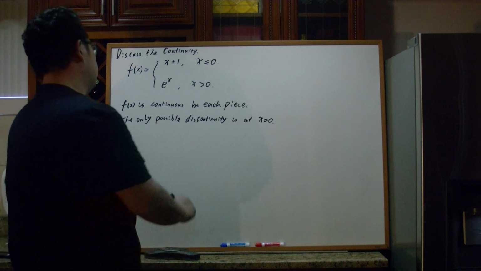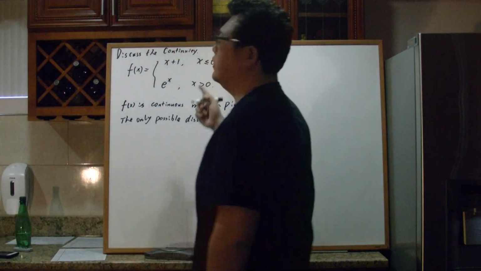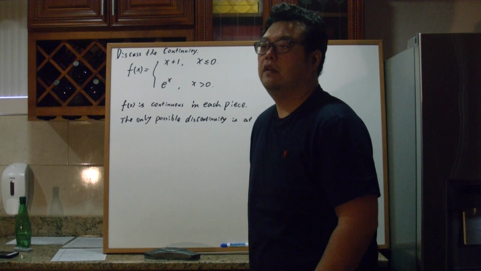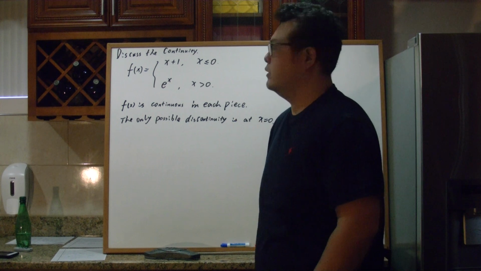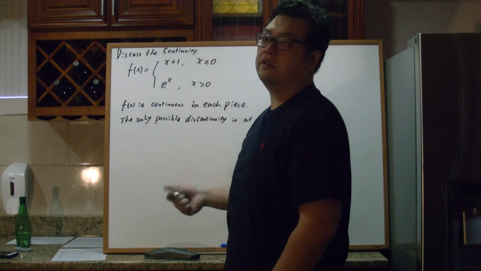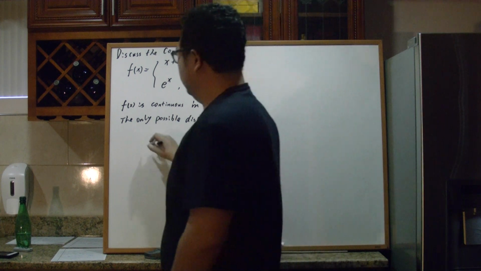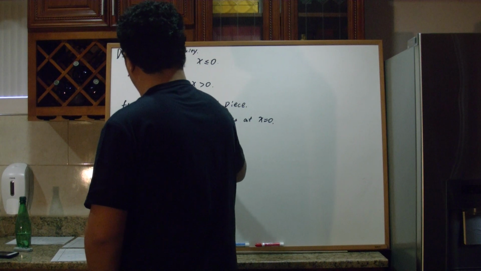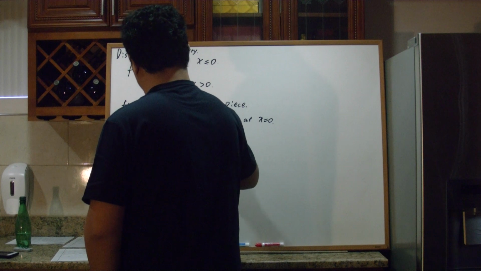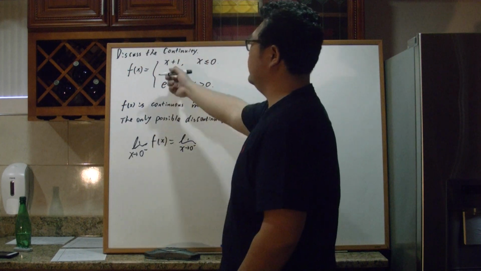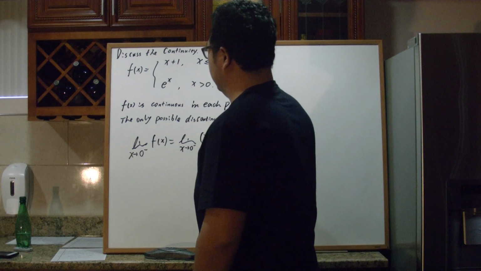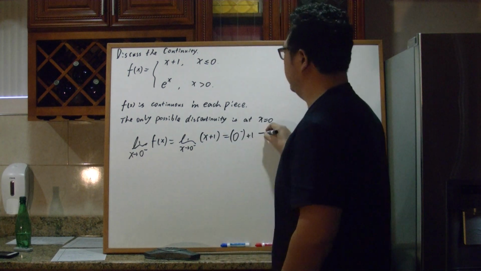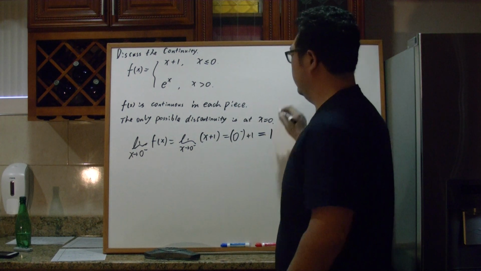Alright, so let's check the one-side limits. For a piecewise function, approaching from the left and from the right of the breaking point may yield different values because of using different function pieces, so we need to check separately. The limit from the left, which is a little bit smaller than 0, uses the piece x plus 1, so we just substitute in 0 plus 1, which is 1.